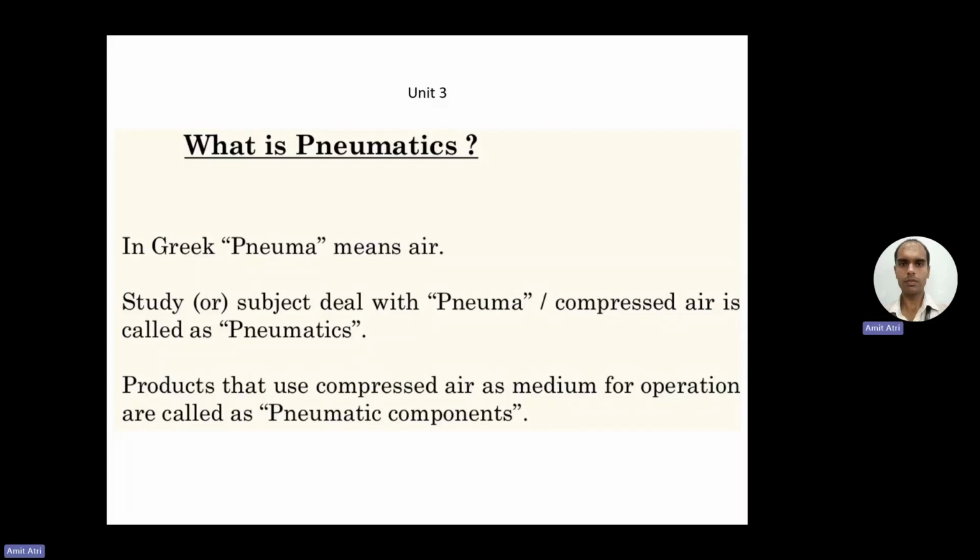Today we will discuss the pneumatic controllers used in robots. So first of all, what is pneumatics? In Greek, the word pneuma means air. So this system, pneumatics, is using high pressure or compressed air. It is a study or subject which deals with compressed air. The products that can use compressed air as a medium for operation are called pneumatic components.